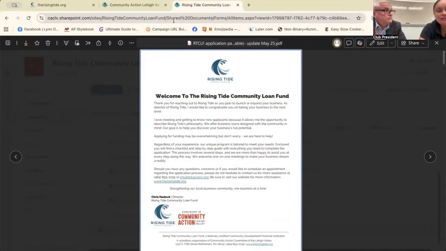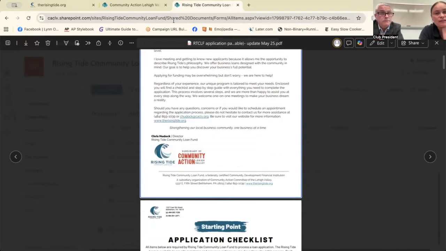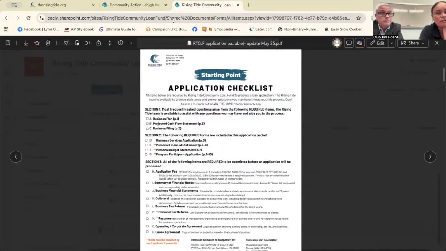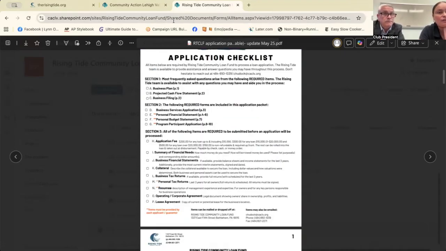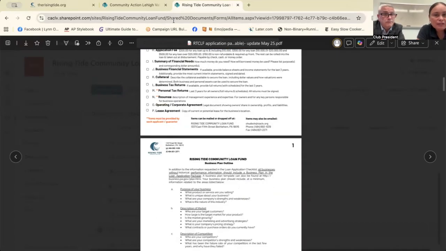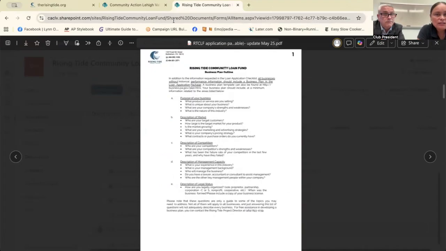So this is the application packet that you will receive. The first page gives you an intro on the Rising Tide program and what we do. The second page is a checklist of all the items we will need to process an application. The third page is a business plan outline, just to give you an idea of how to write a business plan if you do not have one.